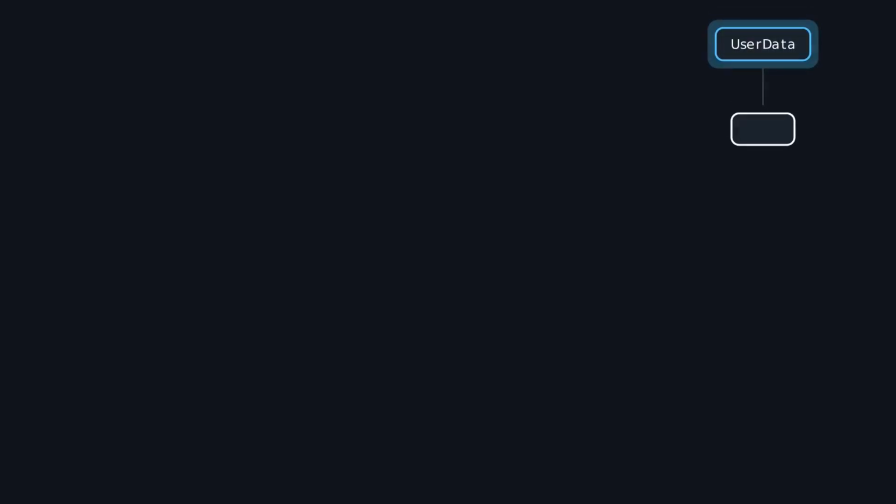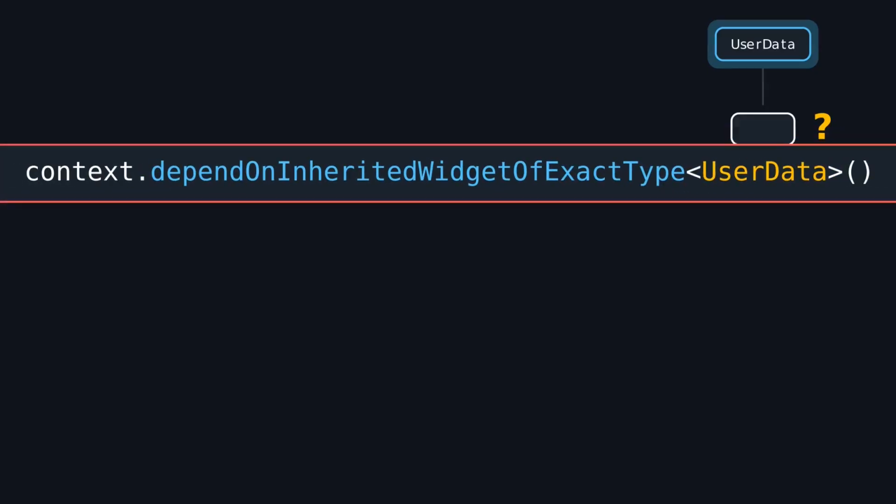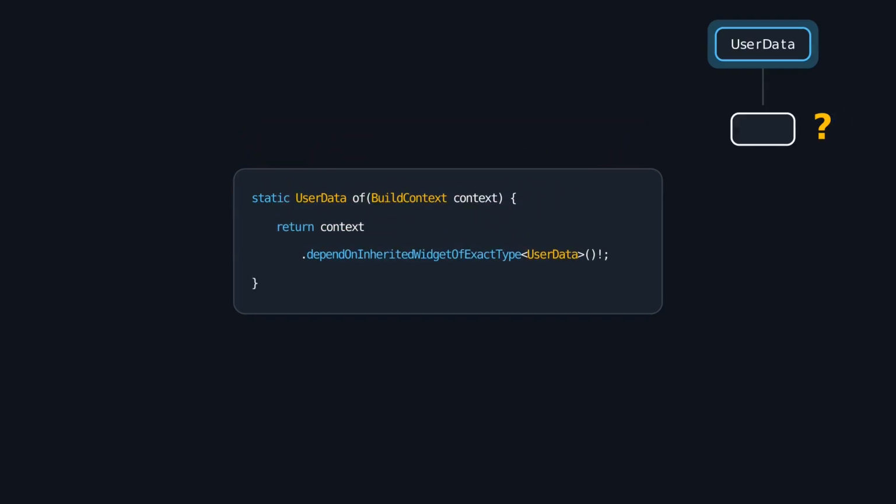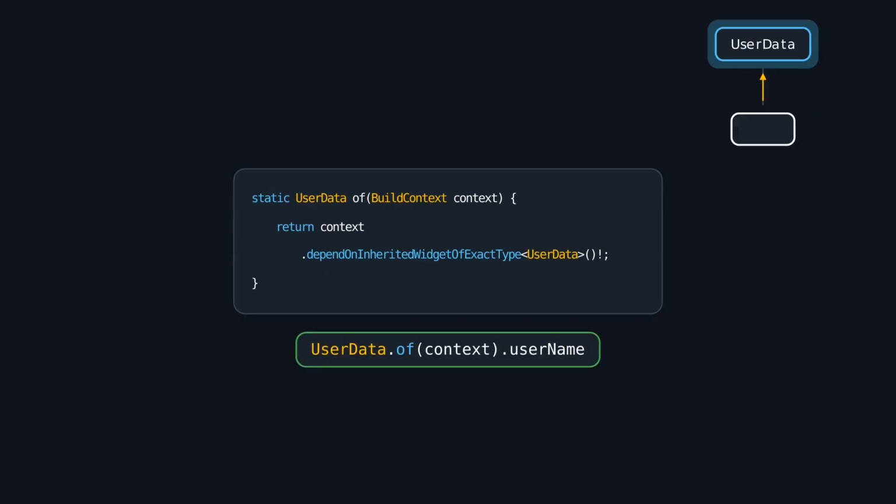So the data is sitting up there. How does a widget deep in the tree actually get it? With this beautiful monster: context.dependOnInheritedWidgetOfExactType<UserData>(). Yeah, nobody wants to type that. Which is why Flutter has a convention. Wrap it in a static method called of, static UserData of(BuildContext), and inside that long call. Now any widget just writes UserData.of(context).username. Clean, familiar. It's literally what Theme.of does.